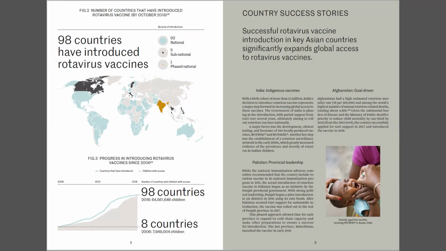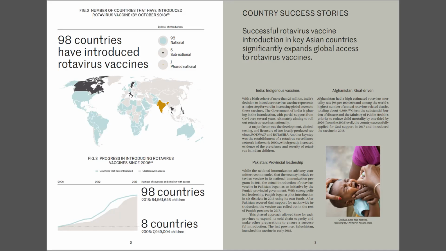So one of the things we want to highlight is the progress that's been made, particularly since 2006, when the 2 rotavirus vaccines currently used around the world that have been licensed the longest were licensed and only 8 countries were using them, to 2018 when we've reached 98 countries. About half of the world's countries now have introduced the vaccine nationally or subnationally. But as mentioned, we still have a long way to go to reach full global access to this.